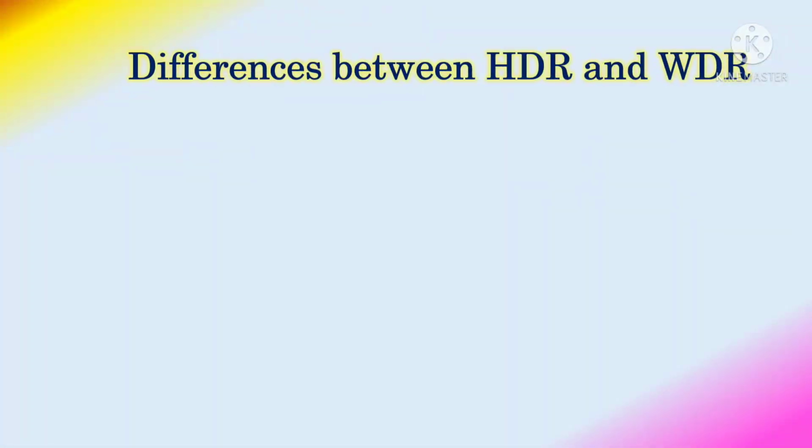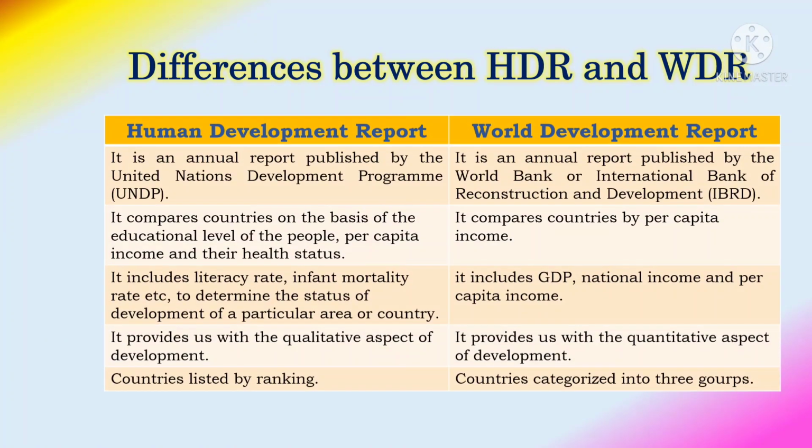One of the most important questions from this lesson is the differences between the Human Development Report and the World Development Report. The Human Development Report is published by the United Nations Development Program of UNO, and the World Development Report is published by the World Bank. The Human Development Report compares the countries on the basis of educational level of the people and also considers per capita income and their health status. But the World Development Report compares the countries only by considering the income.